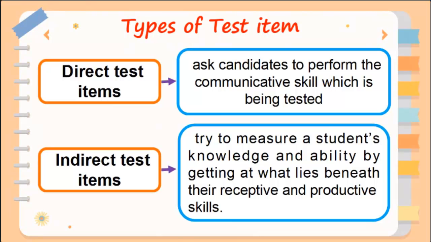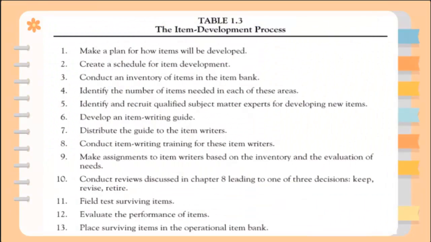So this is a table about the item development process with 14 stages. The first one is make a plan for how items will be developed. The second one is about the schedule for the item development. The third one is to conduct an inventory of items in the item bank. The fourth step is identify the number of items needed in each of these areas. The fifth one is to identify and recruit qualified subject matter experts for developing new items.